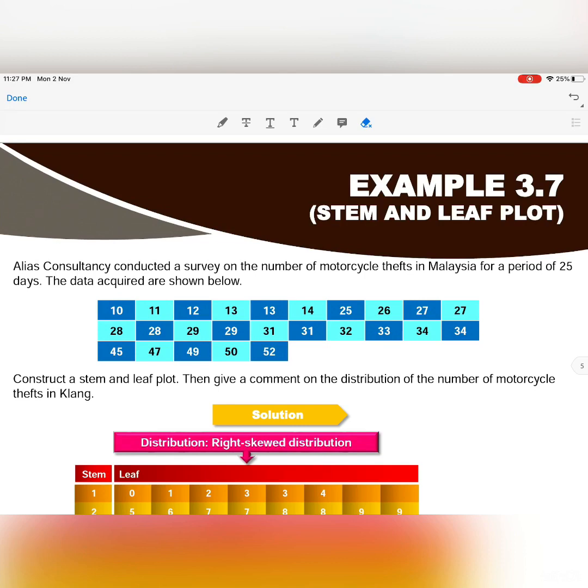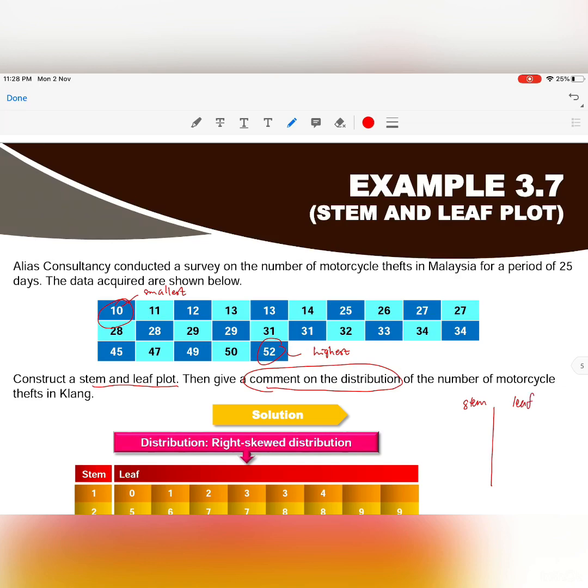We look at example 3.7 here. Construct a stem and leaf plot and give a comment on the distribution, meaning we need to know the type of distribution of the number of motorcycle thefts in class. As we know, for stem and leaf, the stem should be in order. So we look at the smallest number in the data, which is 10. And the highest one is 52.